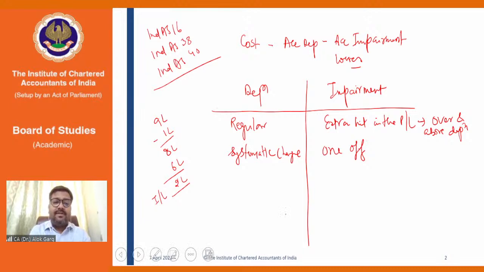Depreciation is a consumption based item, but impairment is event based. If this negative announcement would not have come, then this impairment would not have been there, okay? So this is a regular charge. This is an extra hit in the P&L. Depreciation is a systematic charge, but impairment is a one-off event.